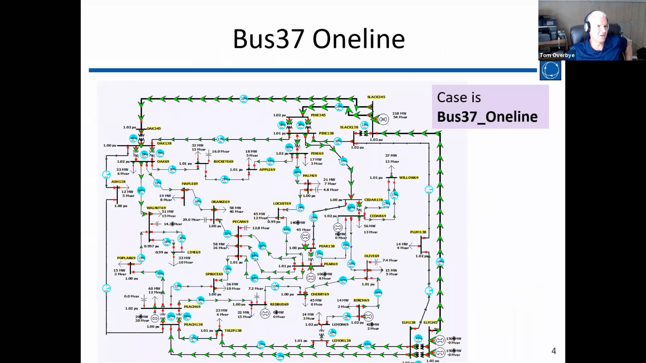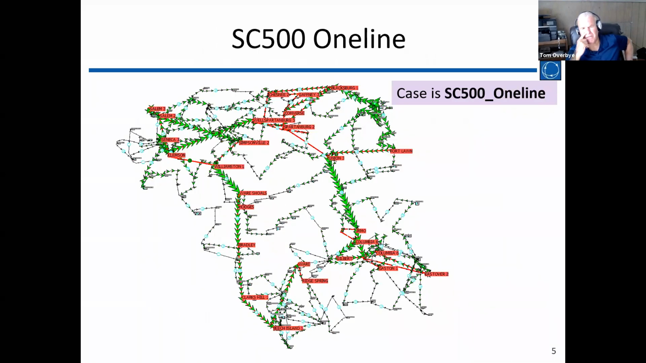Okay, so one is a 37 bus case. This is one that we use a lot in undergrad education. That's a 37 bus one. The next one is a 500 bus grid that covers the northwest part of South Carolina. The reason why it covers the northwest part of South Carolina is the guy that built it, Adam Birchfield, is from that part of South Carolina, so he kind of did that area in his home state.